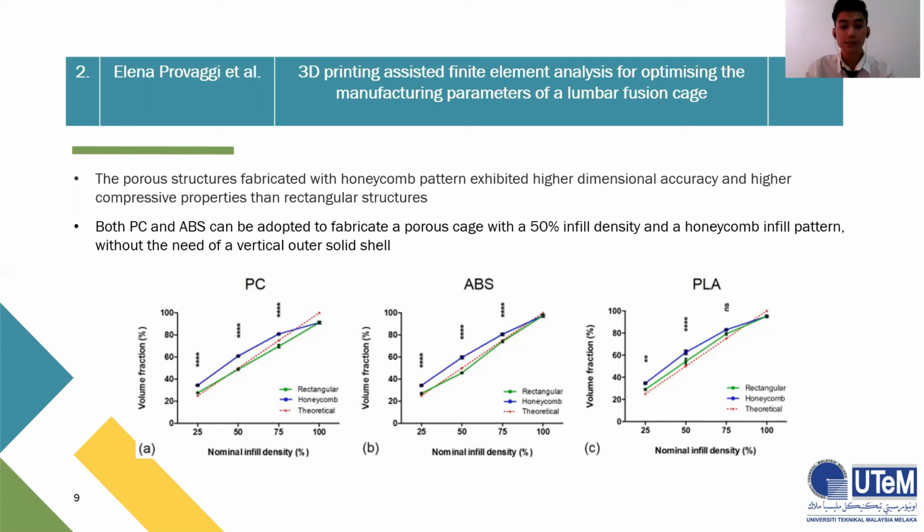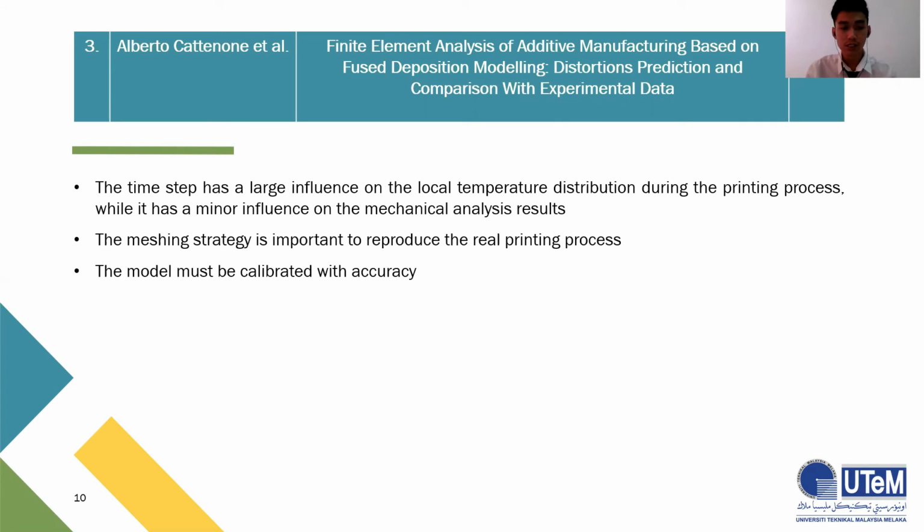The result indicates that both PC and ABS can be adopted to fabricate a porous cage with a 50% infill density and a honeycomb infill pattern. The results from this analysis: number 1, the time step has a large influence on the local temperature distribution during the printing process, while it has a minor influence on the mechanical analysis results.